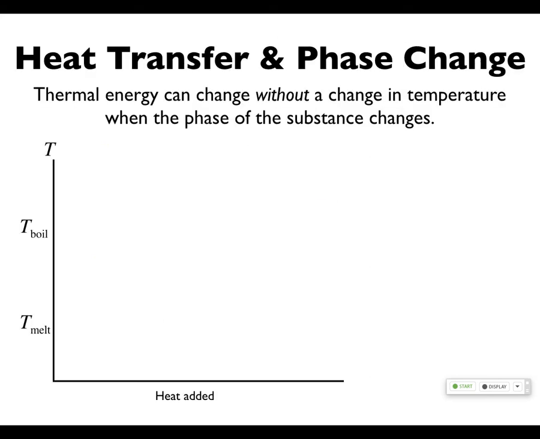So let's talk about what happens with heat transfer. Let's say we have a temperature versus heat graph. Let's start with something simple. Let's start with water, solid water. As we add heat to the water, what happens to the temperature of the water? It rises. And what should the slope of this be, or what should it have to do with?